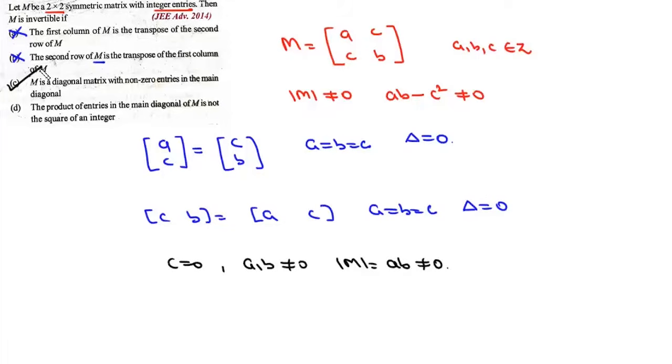And D is that the product of entries in the main diagonal of M is not the square of an integer, which means AB is not equal to some K square. Now this determinant is AB minus C square. Now C square is the square of an integer, and if AB is not the square of an integer, that means this determinant can never be 0. Then also M inverse will exist. So the correct options are C and D.